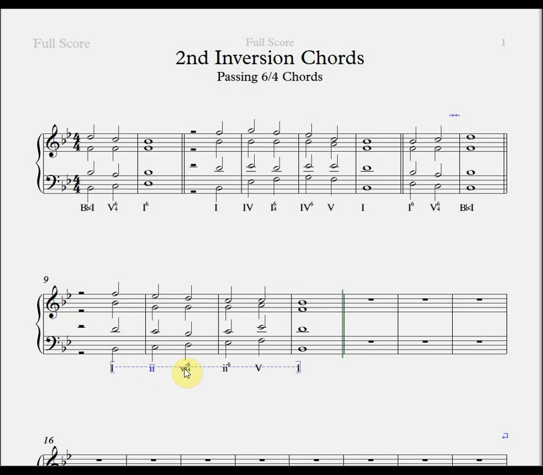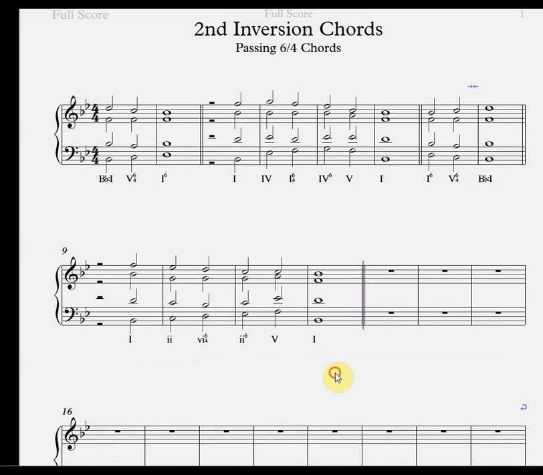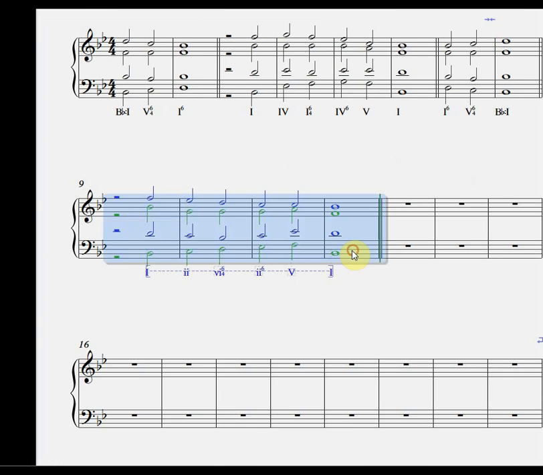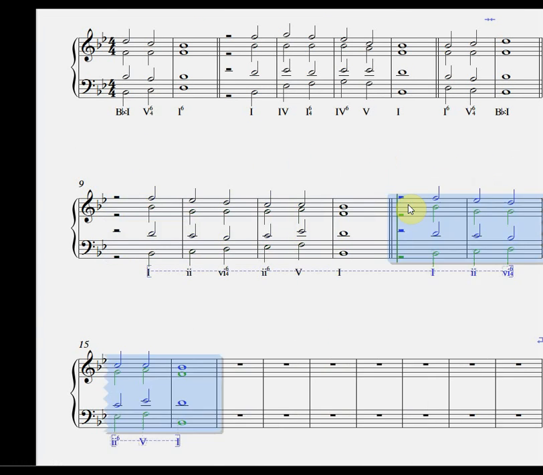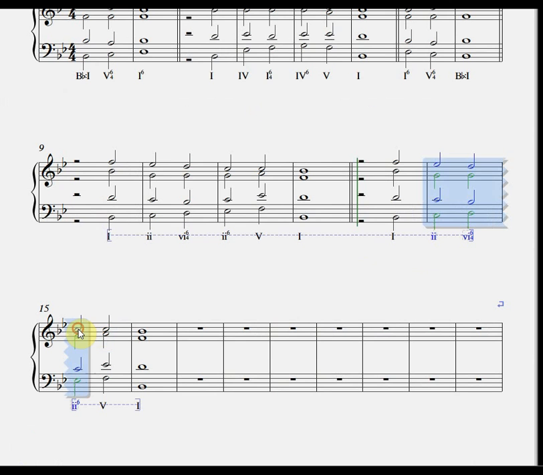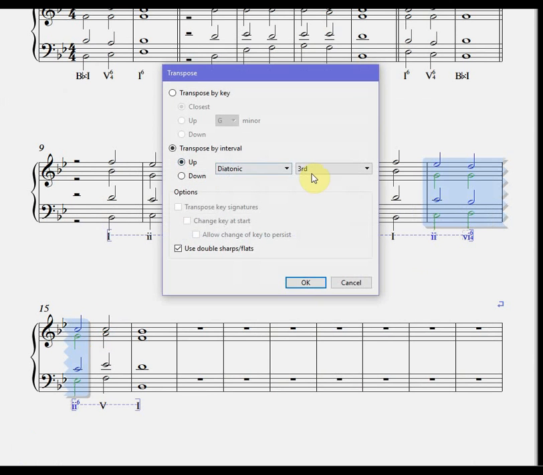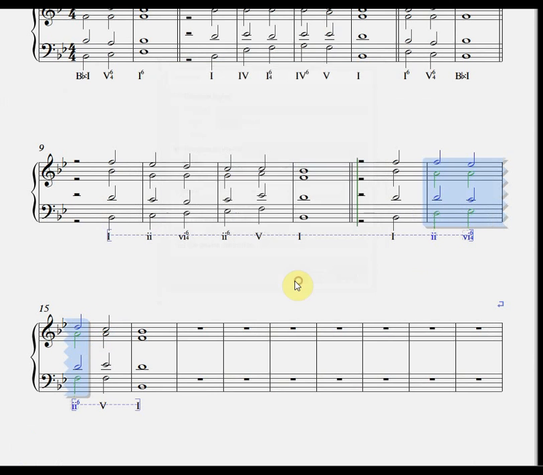So although 2 going to 6 would usually be considered retrogression, in this particular progression it actually works quite effectively. Let's see what happens if we transpose it again. This time we'll try starting on the mediant, so up a diatonic second.